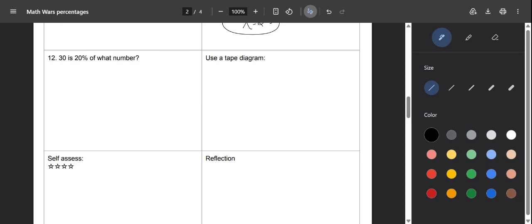30 is 20% of what number? So set up your proportion. Press pause now. Come back when you're ready to check your answer.